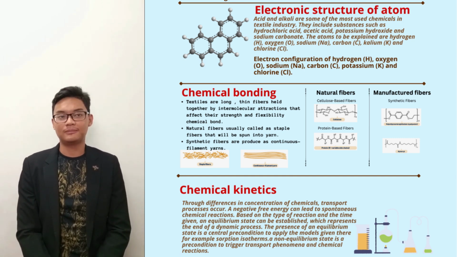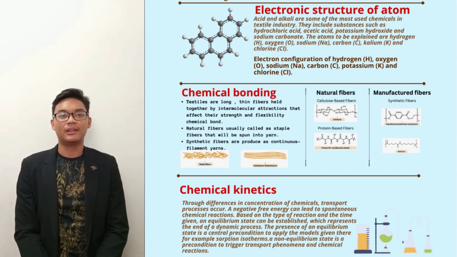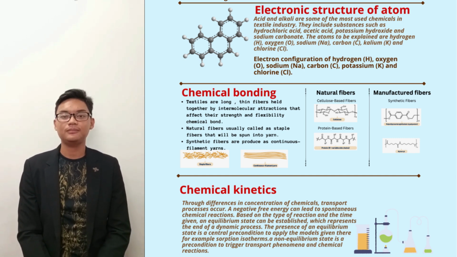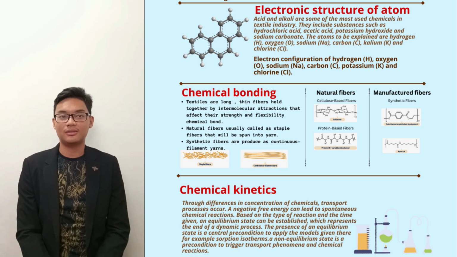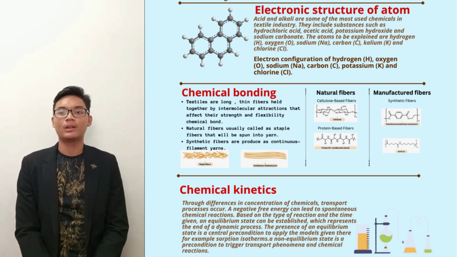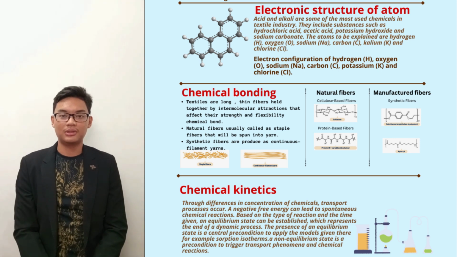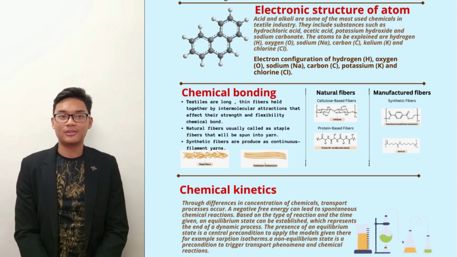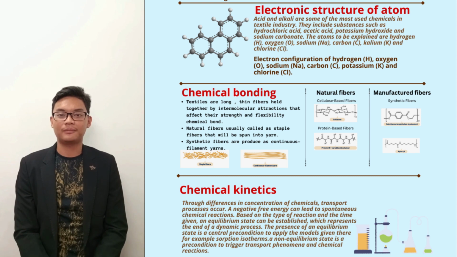First up is carbon. Carbon has 6 electrons. Therefore, its electron configuration is 1s2, 2s2, and 2p2. After that, we have sodium. Sodium has 11 electrons. Therefore, its electron configuration is 1s2, 2s2, 2p6, and 3s1. After that, we are going to talk about potassium or calcium. Potassium has 19 electrons. Therefore, its electron configuration is 1s2, 2s2, 2p6, 3s2, 3p6, and 4s1.